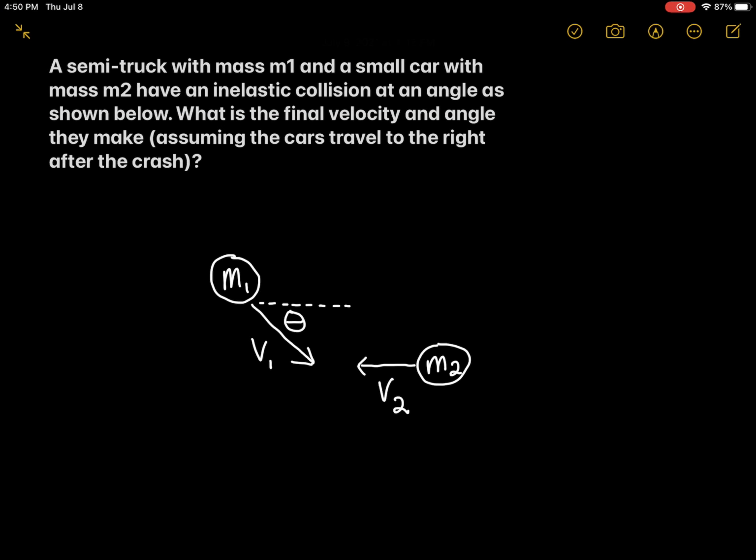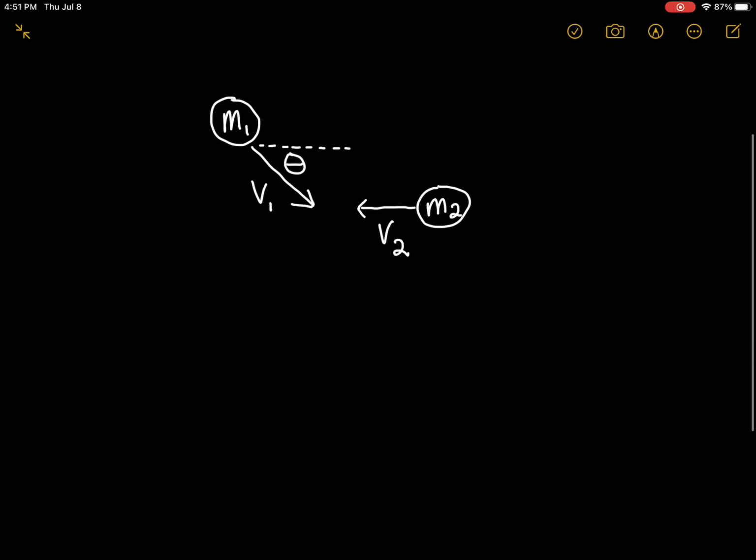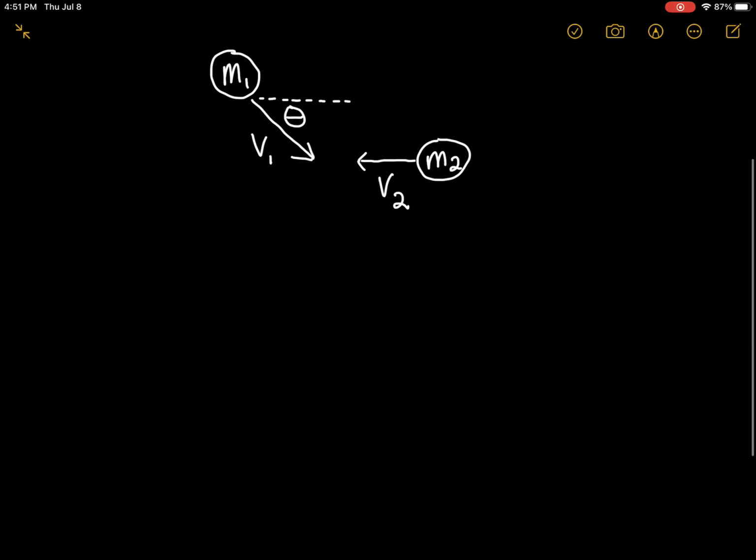A semi-truck with mass m1 and a smaller car with mass m2 have an inelastic collision at an angle as shown below. What is the final velocity and angle they make, assuming that the cars travel to the right after the crash? Well, first things first, we have to split m1's velocity into their respective x and y coordinates so that we can pair those numbers with mass m2. Let's start with the x coordinates. I'm just going to fast forward a bit through the algebra, because of course the physics is the most important part, and the algebra is just kind of time consuming.